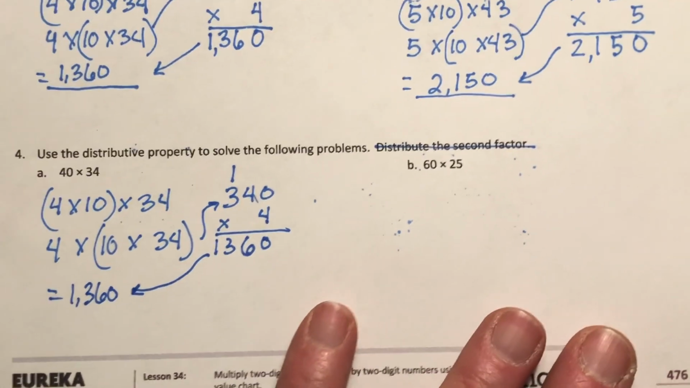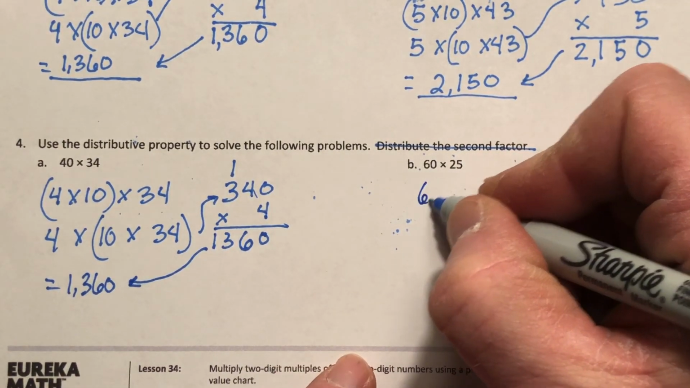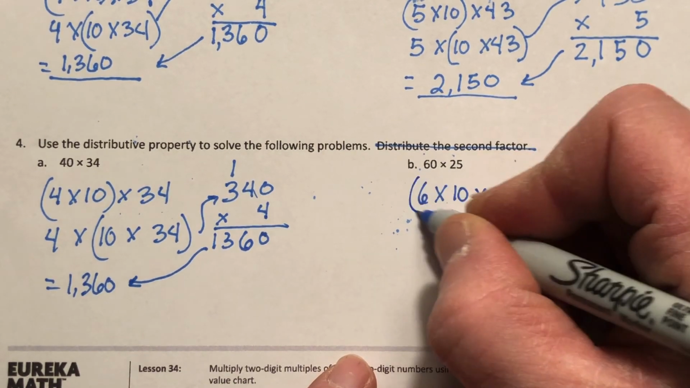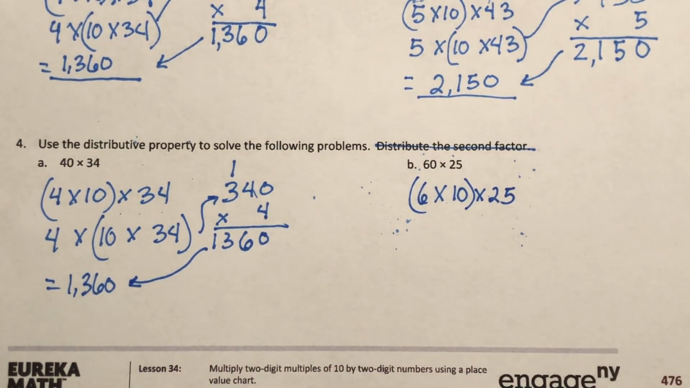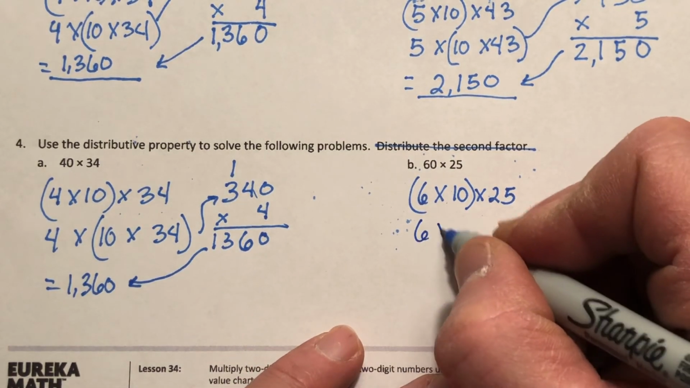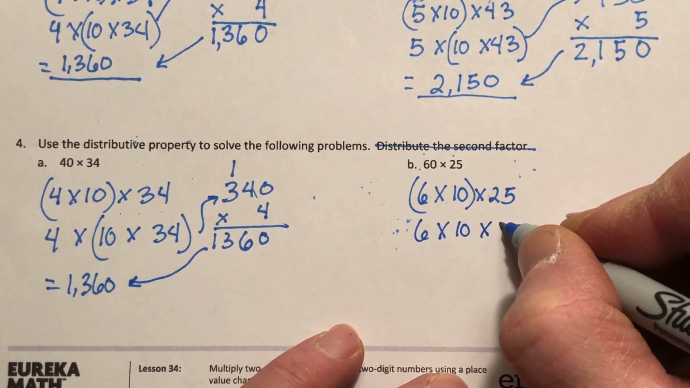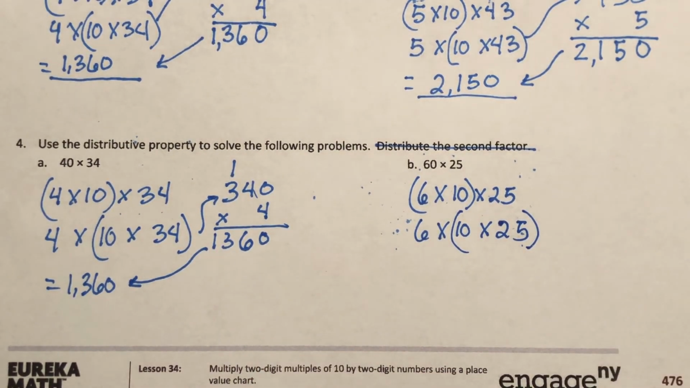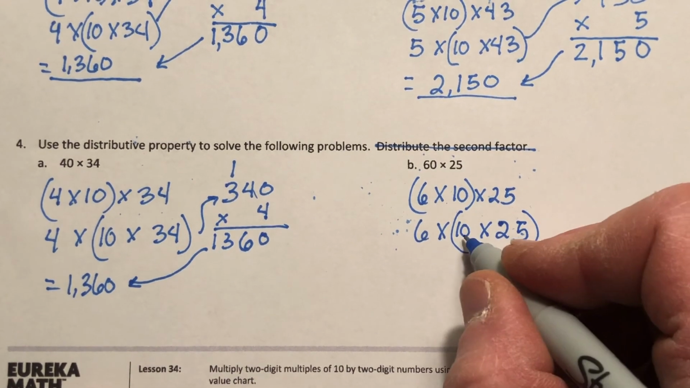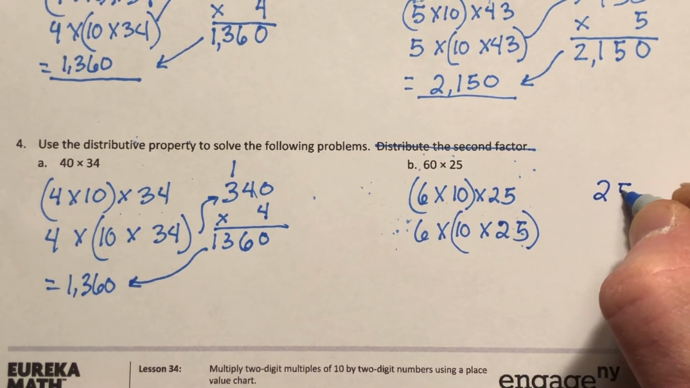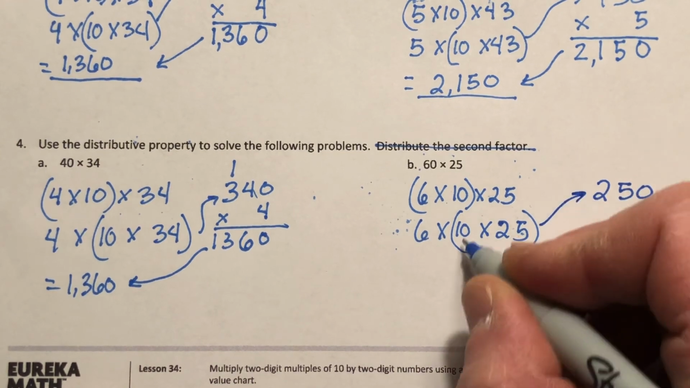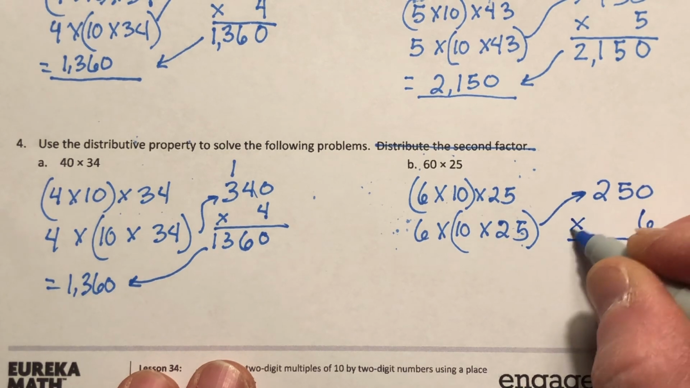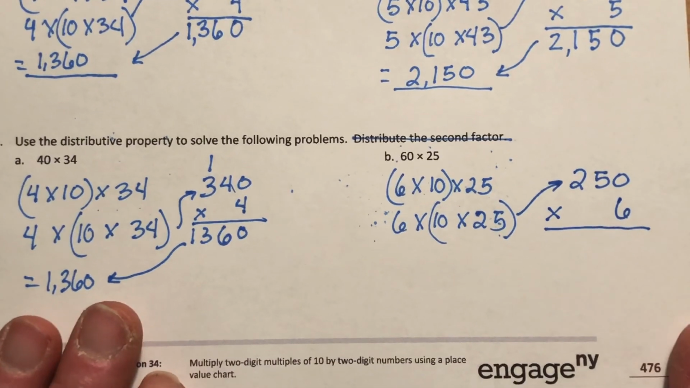And then finally here, is 6 times 10, right? Because 60 turns into 6 times 10 times 25. Now I'm going to rewrite this exactly as it says up there and put parentheses around that. Then do 10 times 25. Isn't that 250? Just put the 0 on the end of 25. Then I multiply that by 6.